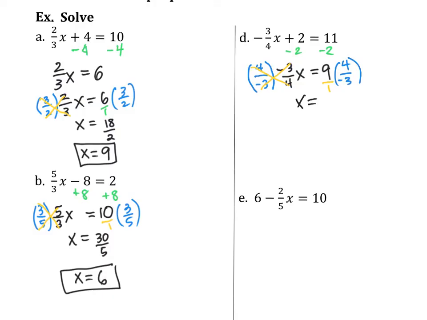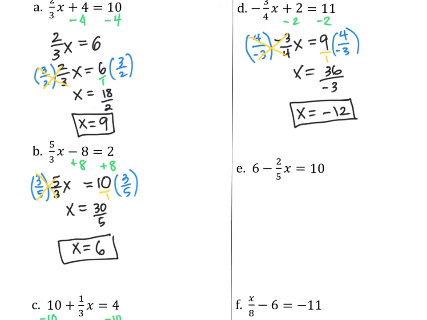Okay, let's see. 9 times 4 is 36. 1 times negative 3 is negative 3. And those divide, so I get negative 12. If you put your negative in a different place on the fraction, we should still get the same result of negative 12. You just might have negative 36 divided by 3, or you might have a negative in the front of your fraction. But they're all equivalent, so any way you do it is fine.